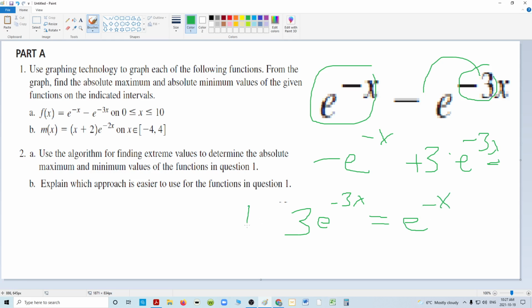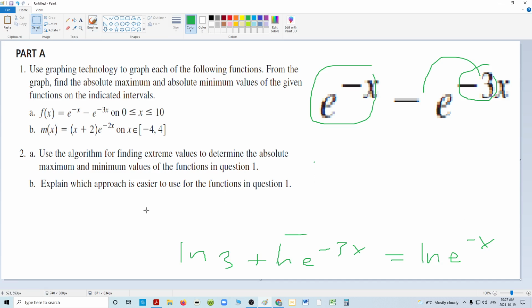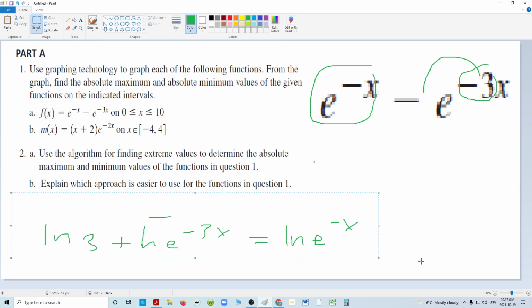Now I can take ln of both sides, so the left side is ln 3 plus ln of e to the negative 3x is equal to ln e to the negative x. So there's my problem. I think I forgot that negative. And it's all equal to 0. Well, no, now it's equal to that.